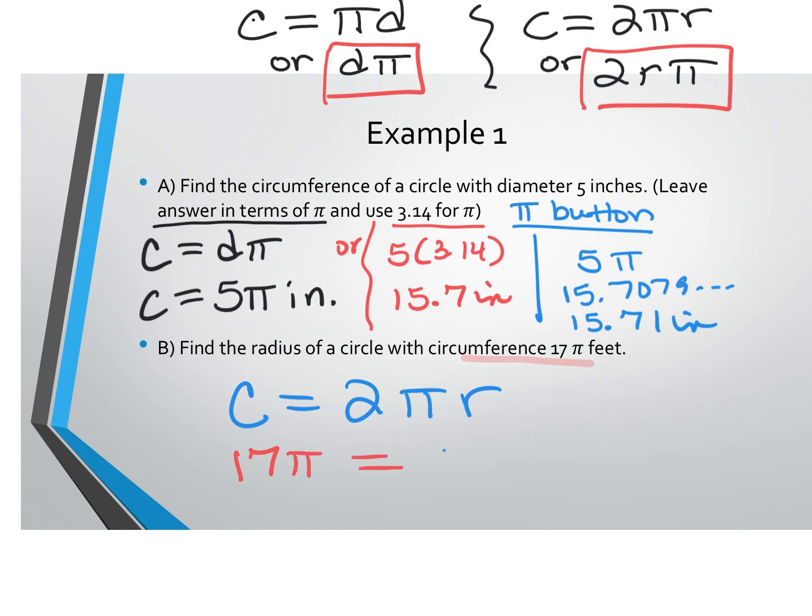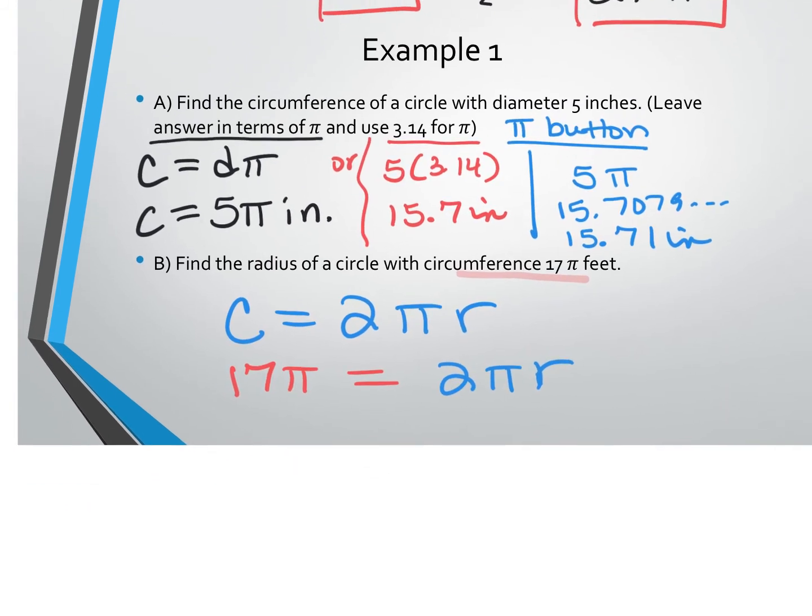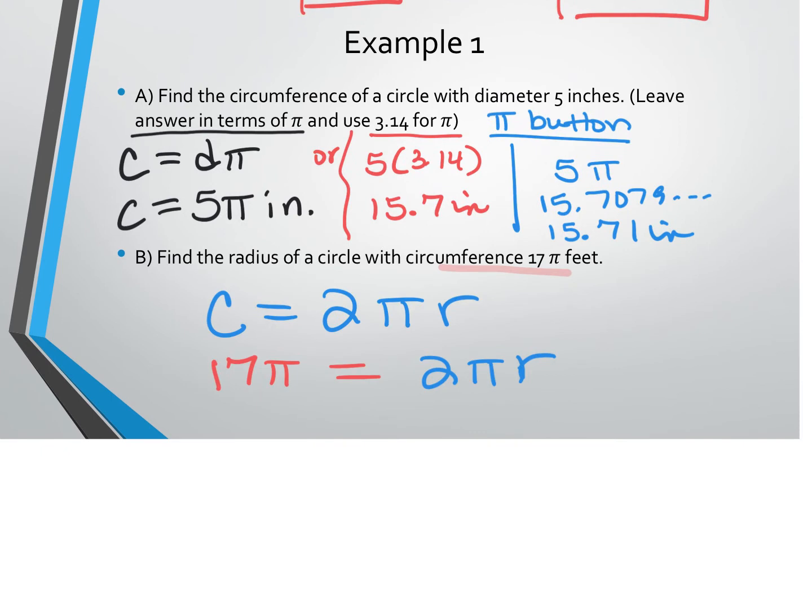I'm going to rewrite the 2 pi r. My goal is to get r by itself because I'm solving for r. Notice the 2, the pi, and the r are all being multiplied. So to solve this, I need to use division.